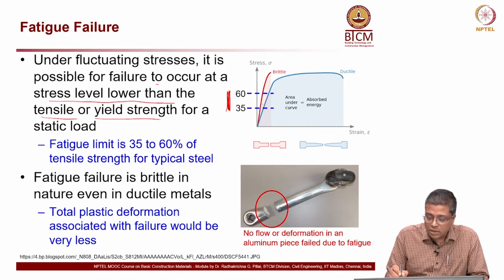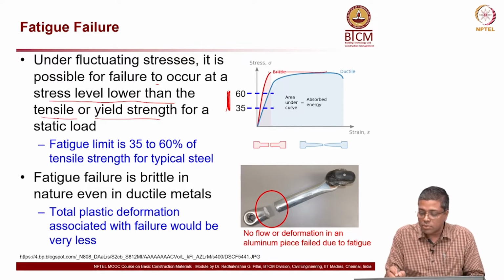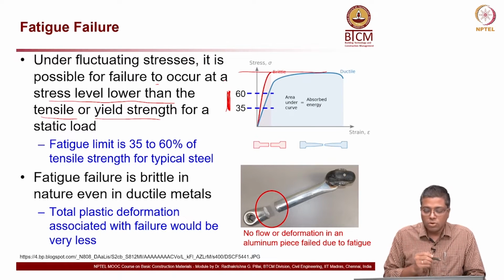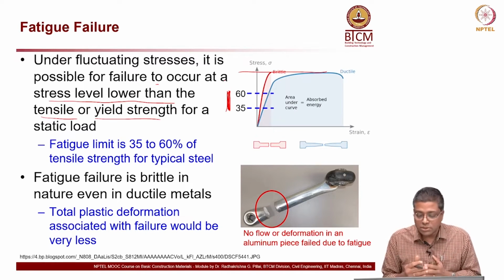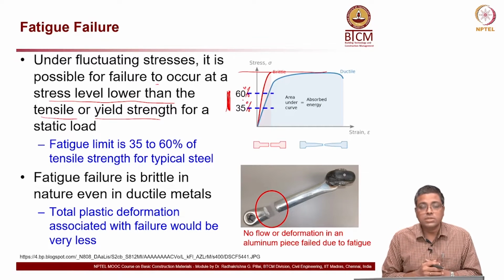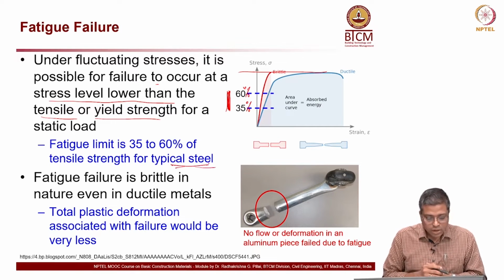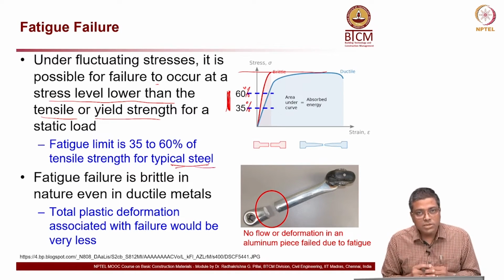That means, even if the stress is much below the ultimate, somewhere here, with only 35 to 60 percent of the load, there is a possibility of fatigue failure to occur, especially in the case of typical steel. Now, fatigue failure is brittle in nature.